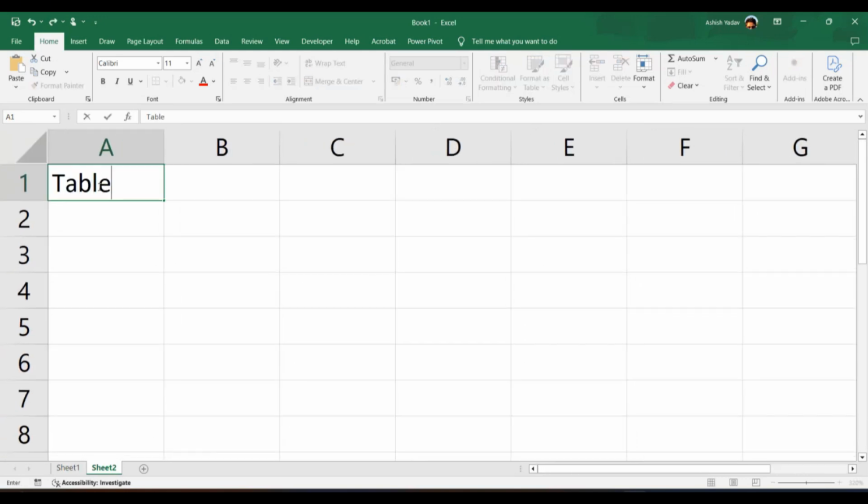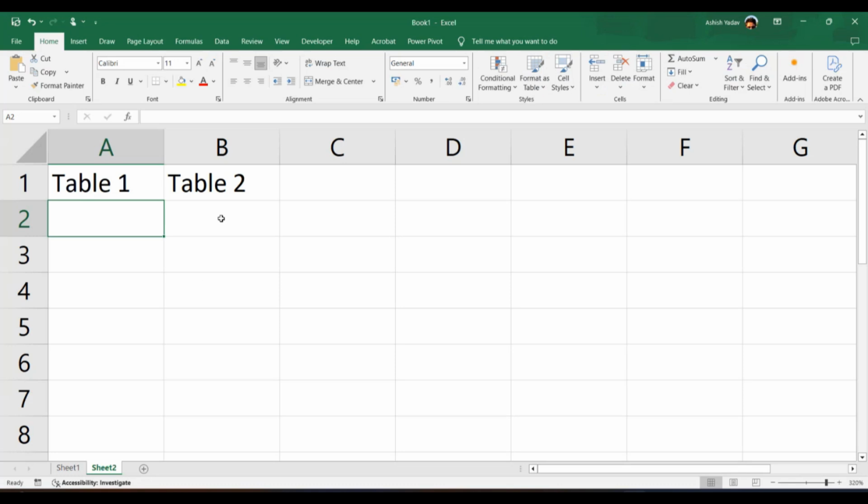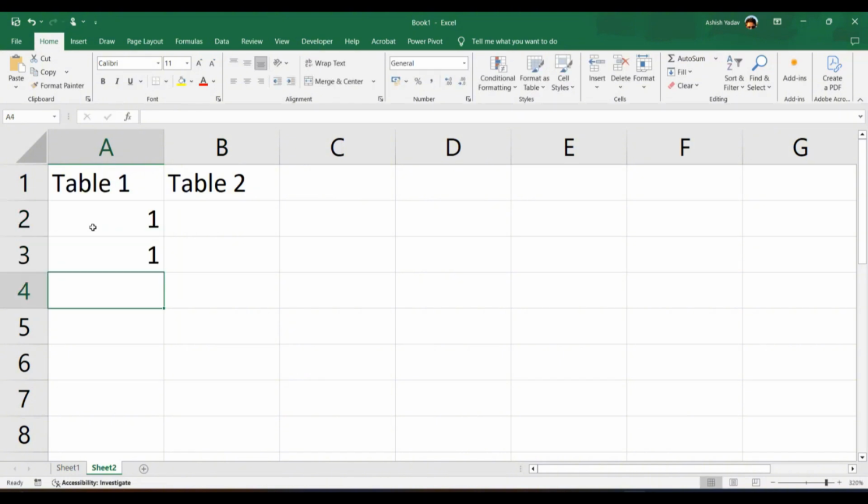So let's say I have two tables, table 1 and table 2. Both the tables have only one column. Let's say table 1 had 5 columns and table 2 had 4 columns, but I'm making it simpler. Table 1 has one column, table 2 has one column. Table 1 has values 1, 1, 1. Table 2 has values 1, 1. You can have any values, we'll see that also. But for now, in table 1 you have 3 rows with the values 1, 1, 1, and in table 2 you have 2 rows with the values 1 and 1.